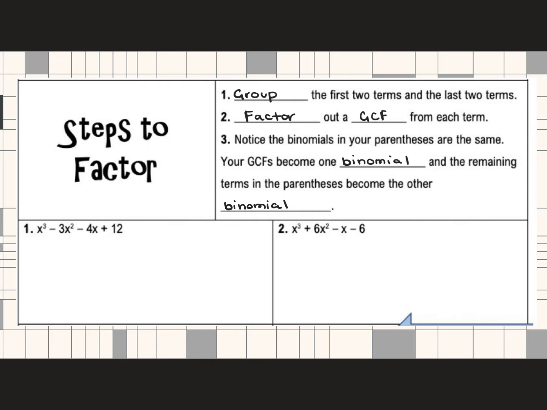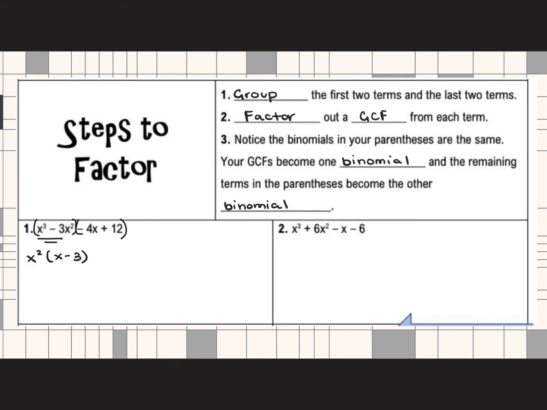So let's take a look here. With the grouping method, we have four terms. Here I have x cubed minus 3x squared minus 4x plus 12. As it says, I'm going to group my first two terms, and group my second two terms. My negative 4x has the negative with it, so I'm going to group that with it. Looking at my first binomial of x cubed minus 3x squared, I'm looking for my GCF. Each of those terms has two x's in common, or x squared. So I'm going to pull out a GCF of x squared, and I am left with x minus 3.